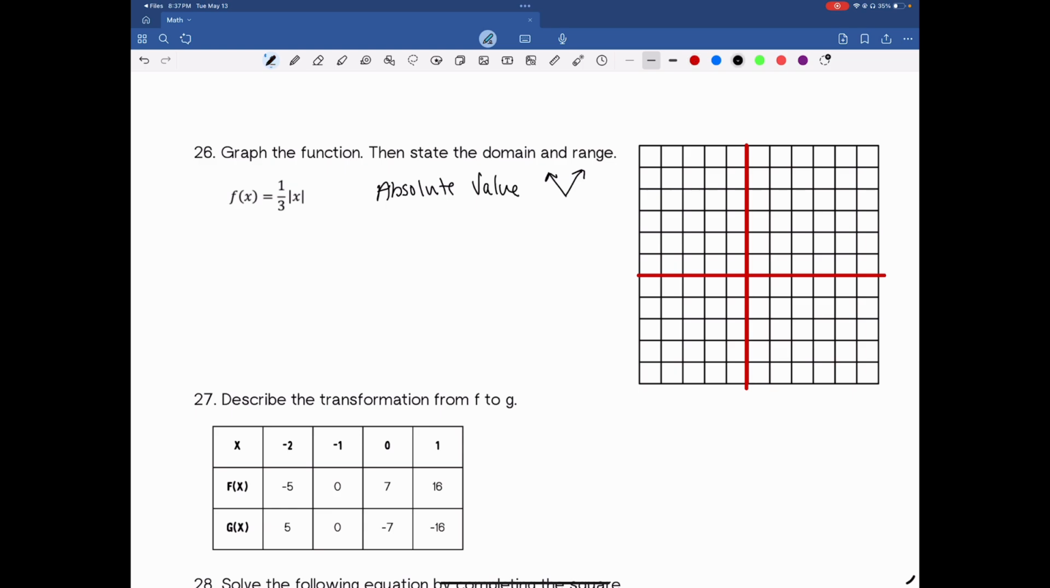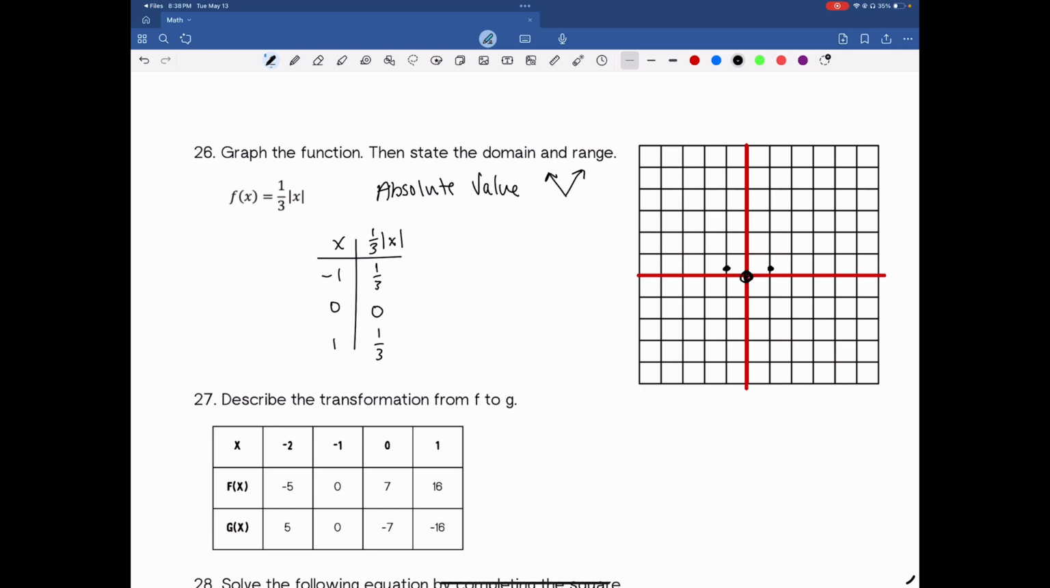If you ever get stuck on a problem, you could make a table and then just plug in those values. Typically you want to go around 0. So if we just did -1, 0, and 1, we'd get 1/3, we'd get 0, and we get 1/3. We know we have a point at 0, 0, and then we would have a point at 1, 1/3, which would be somewhere around here, and here would be our points.